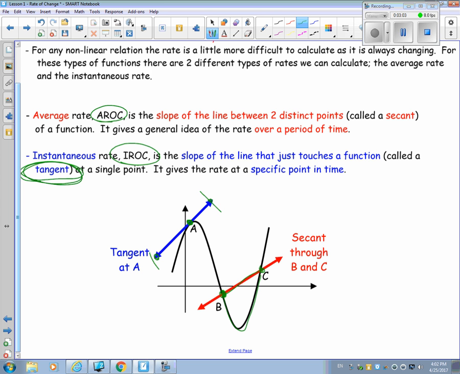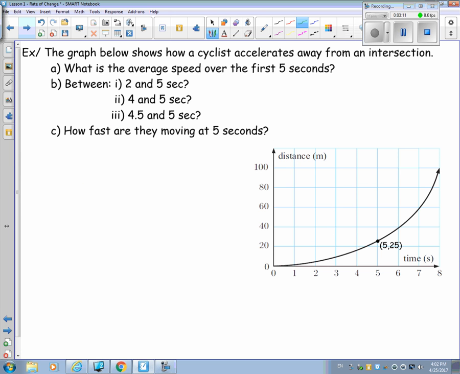We'll look at some AROCs and some IROCs to get ourselves an understanding about how this is going to help us in calculus. So our first example: the graph below shows how a cyclist accelerates away from an intersection. So at the beginning of time, they're at the intersection, they start pedaling, it gets faster and faster and faster until they start getting further and further from the intersection. I want to find some things out about that. Part A, what is the average speed over the first 5 seconds? So using the word average, I know it's an AROC. So I can figure out the average rate of change if I figure out what's happened between 0 and 5.